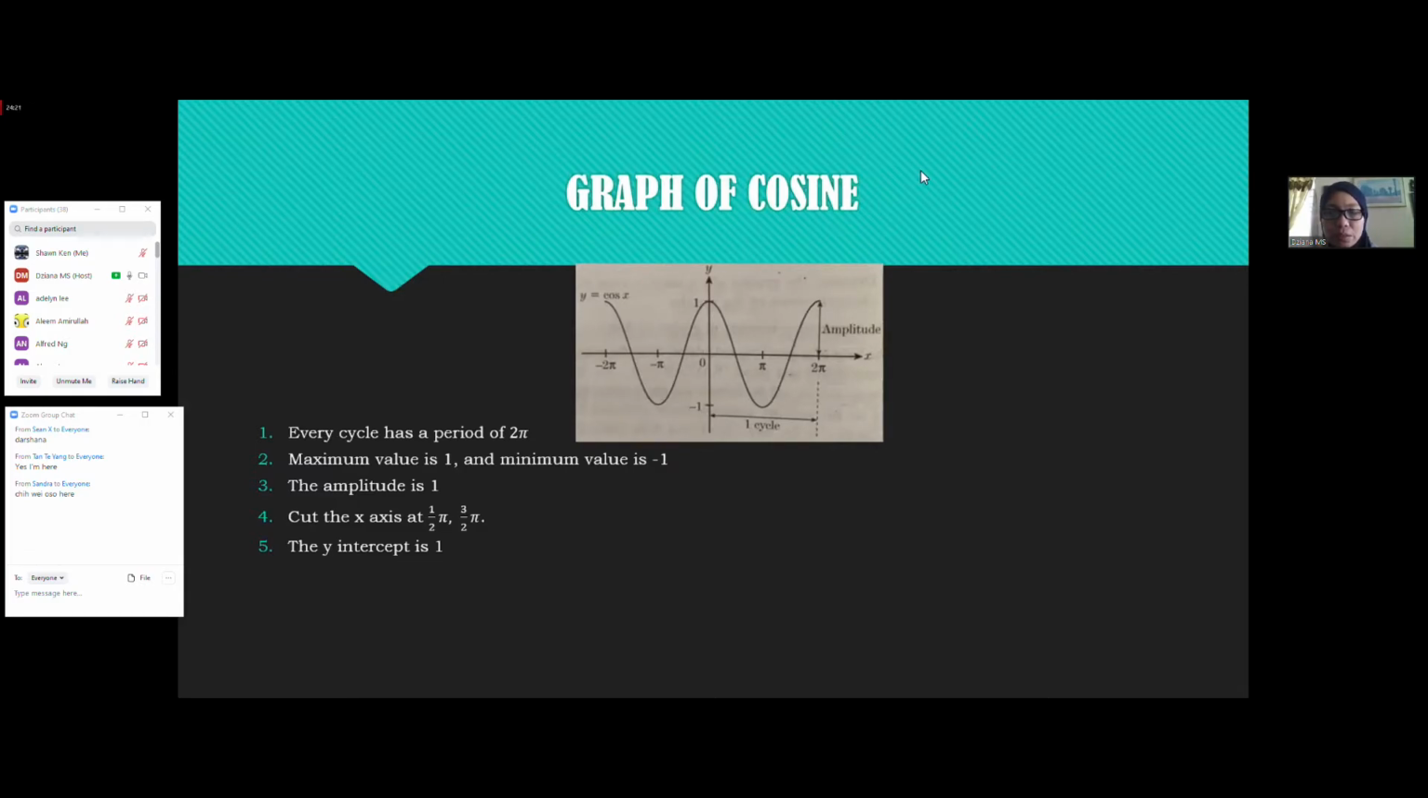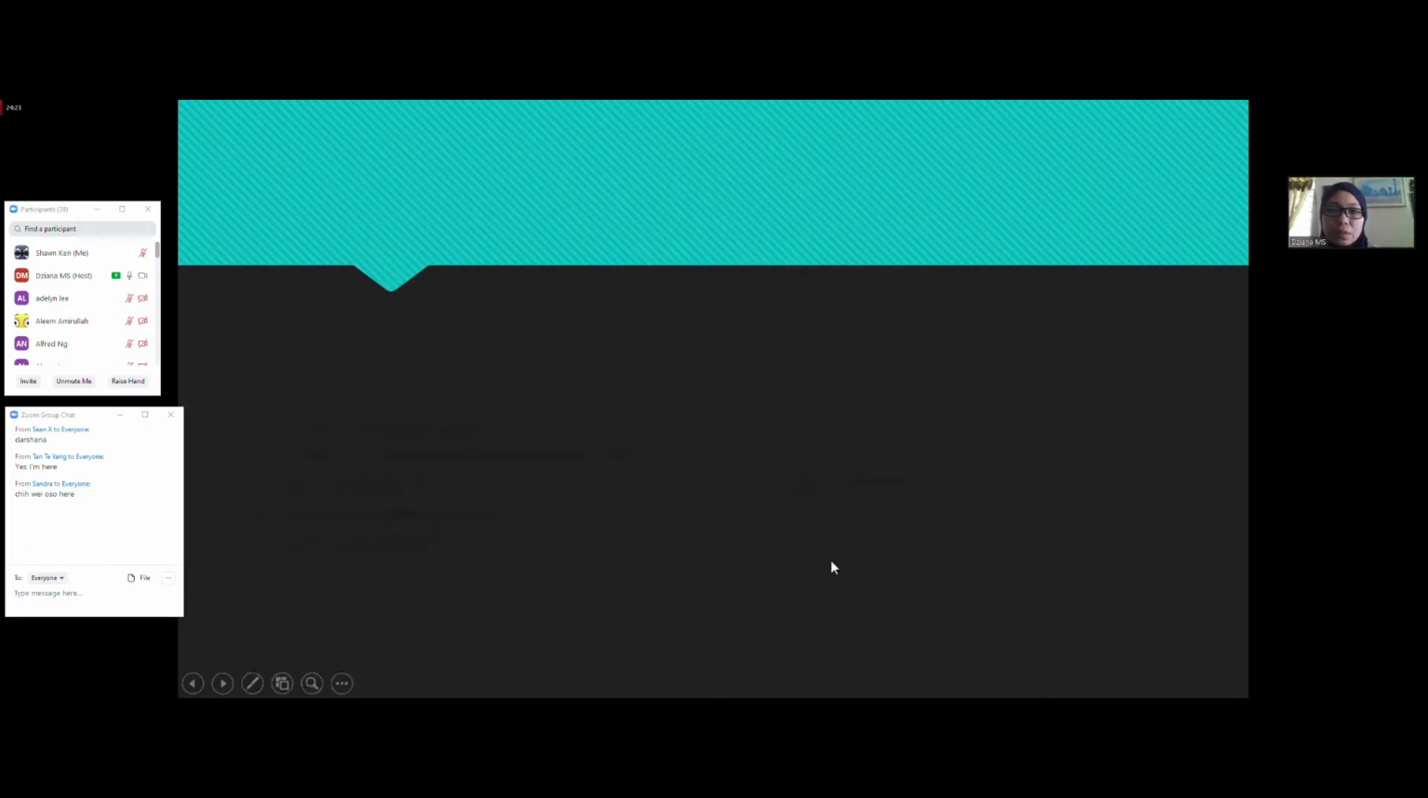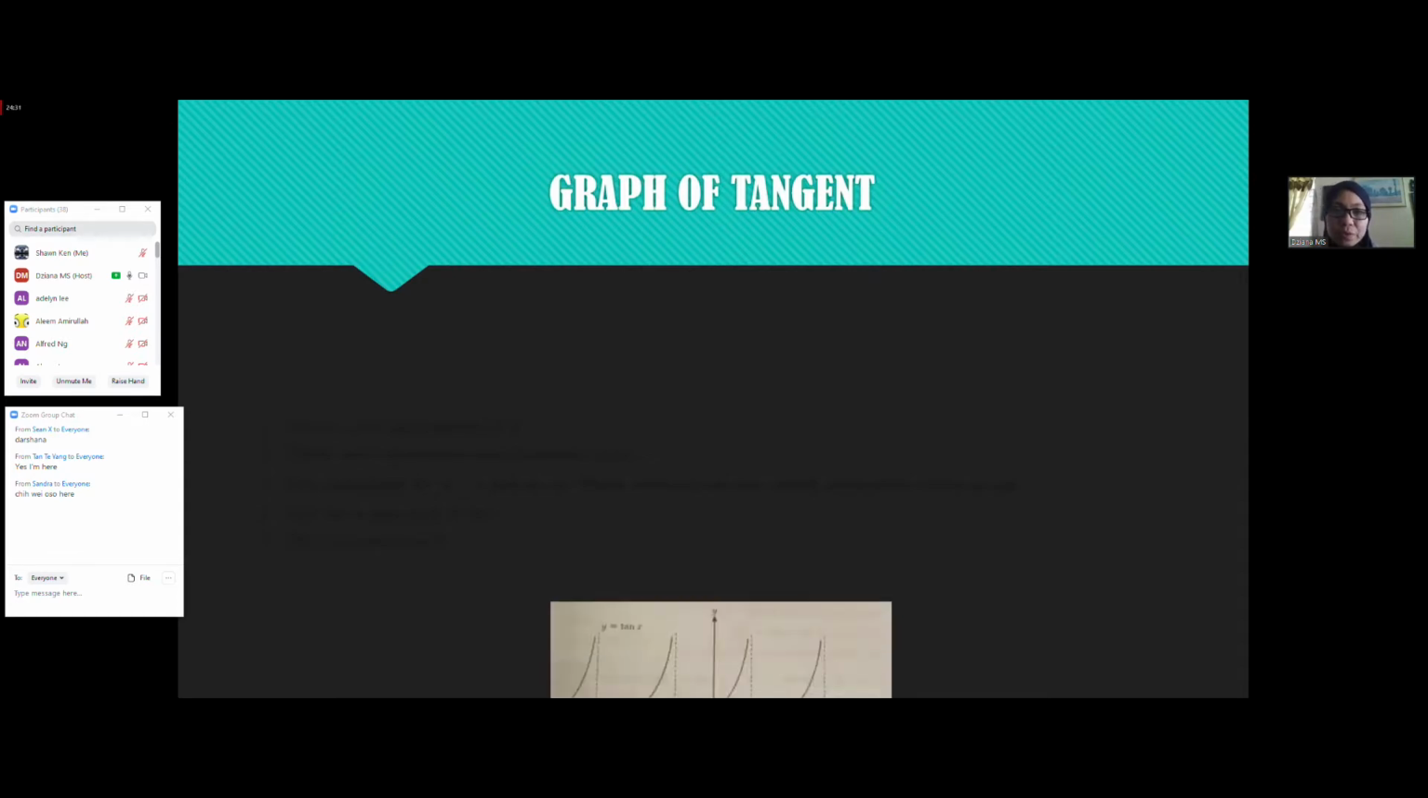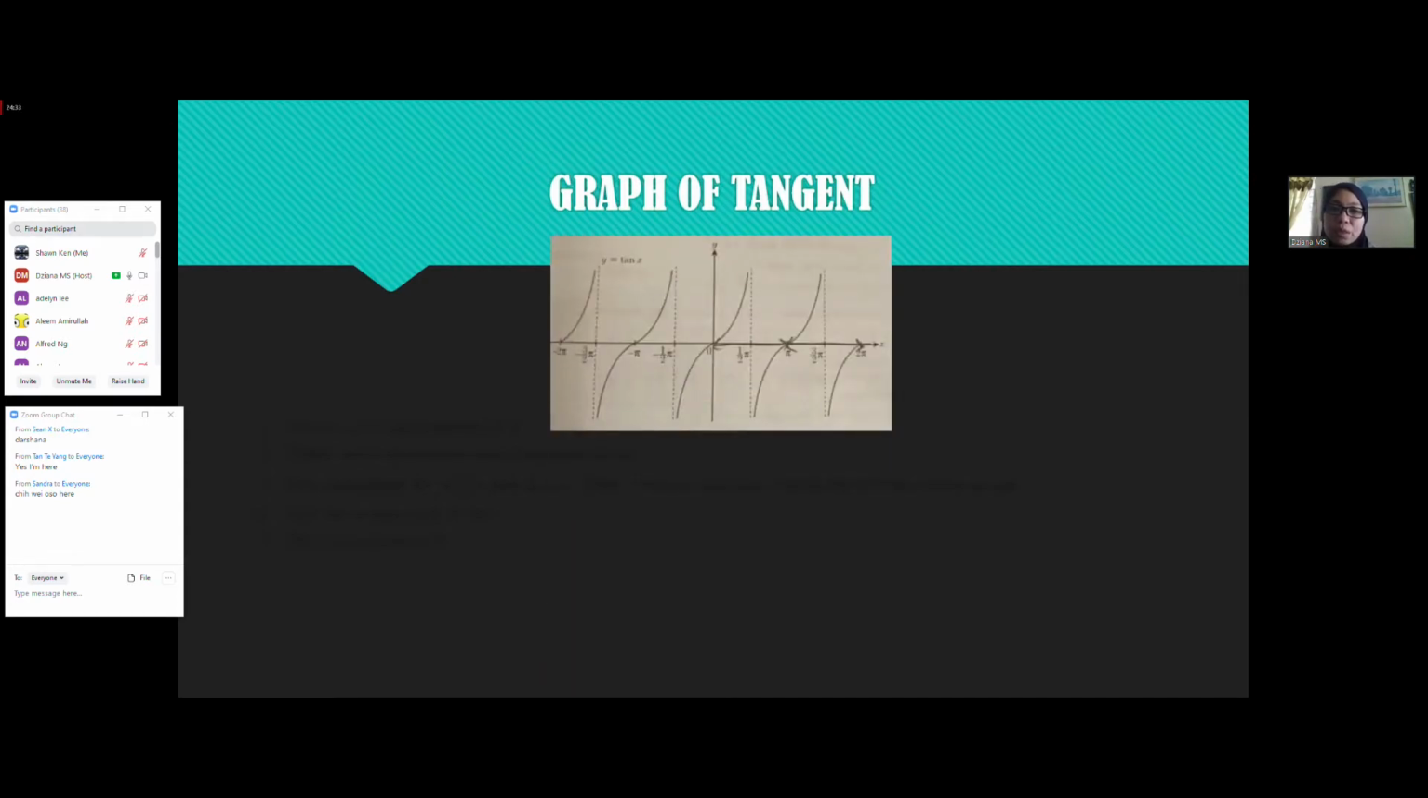Okay. Right. Graph of tangent. This one is a bit different from the two graphs. This is the graph of tangent. This is 0, half pi, pi, 3 over 2 pi, 2 pi. Look at the graph here. There's a dotted line here.